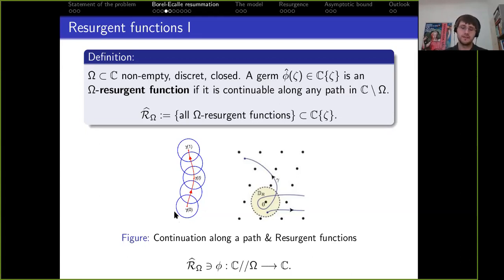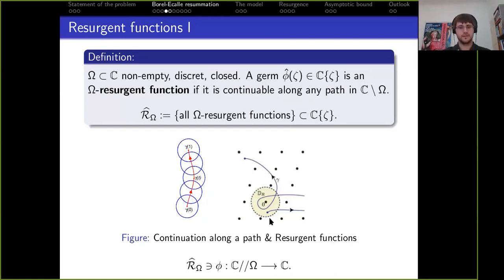Let me recall that analytic continuation along a path means that you can cover this path by finitely many disks that overlap, as in the picture. The picture is not from me. I think it's from Dorigoni's introduction to resurgence, one of the two good introductions to resurgence. So the idea is that your function is well defined in the first disk and admits an analytic continuation in the second disk, which itself admits an analytic continuation in the third, and so on and so forth.